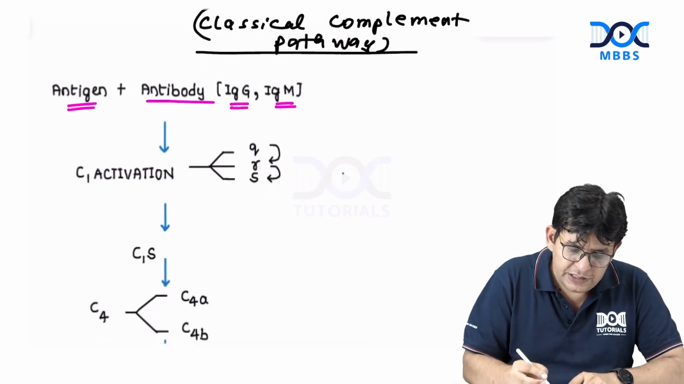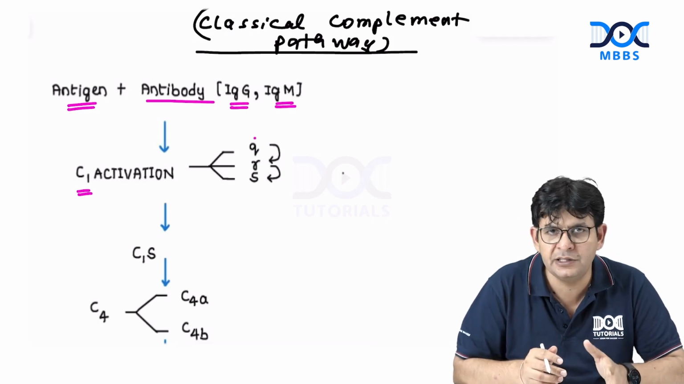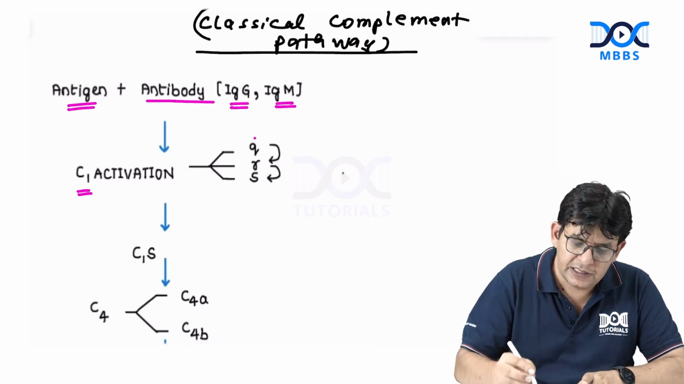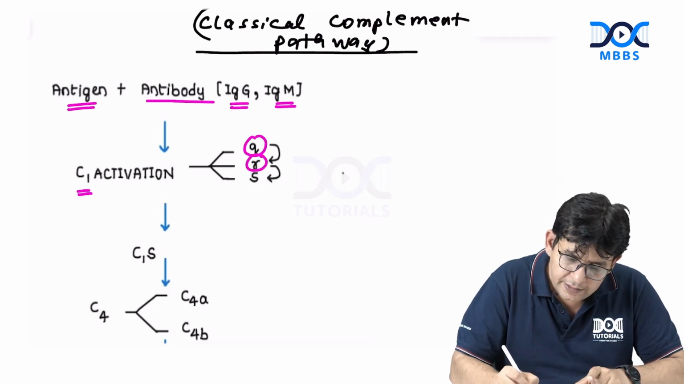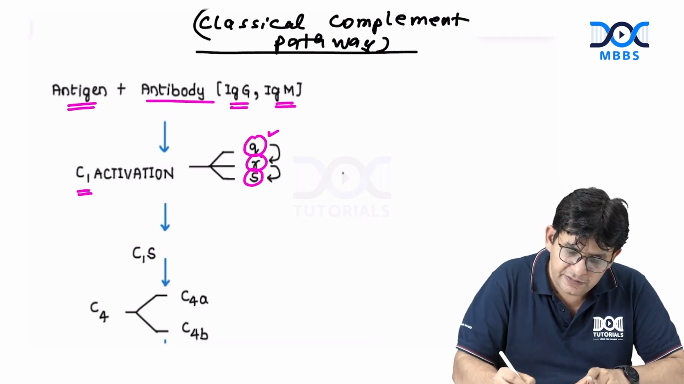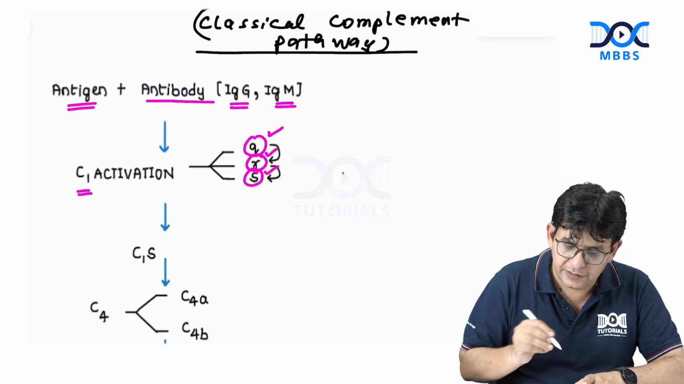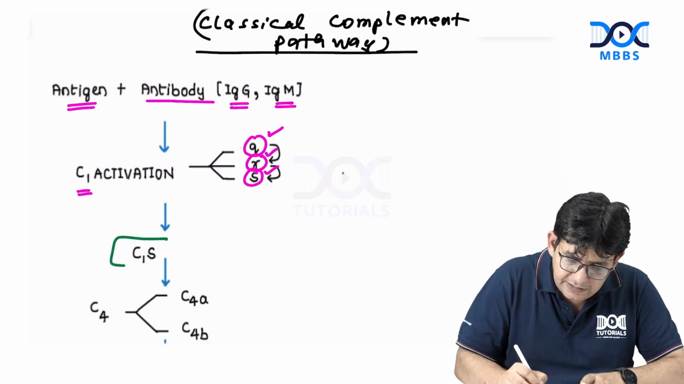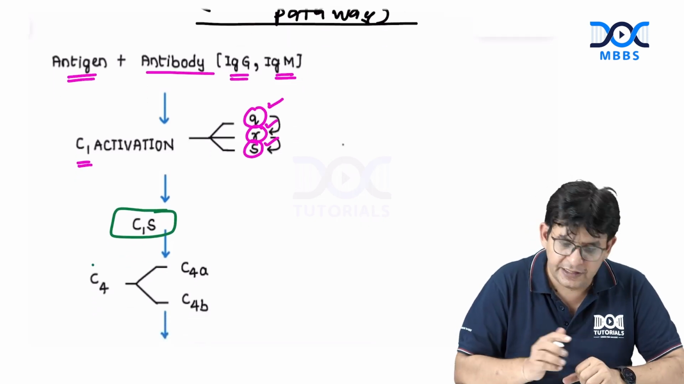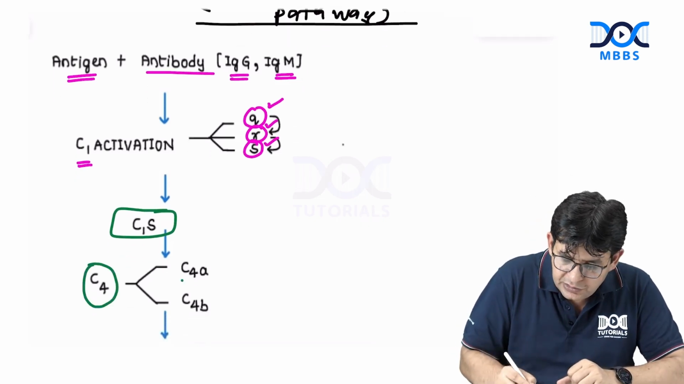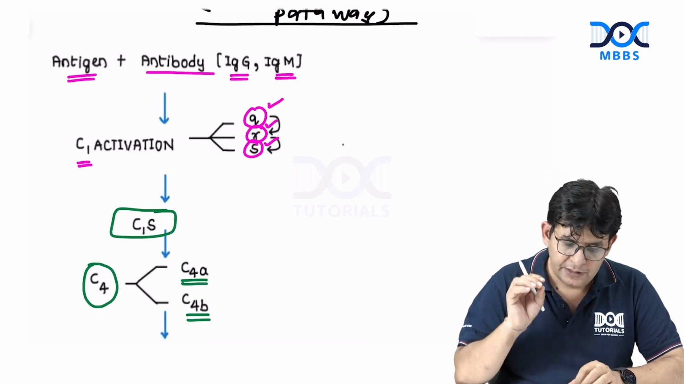Okay. And which is the first complement to activate? I already told you, C1 is the first activation which happens. This particular C1 is divided into three subparts: Q, R, and S. So firstly it is C1Q, then C1R, and then C1S. And this particular C1S later on goes and activates C4, dividing this into C4A and C4B.